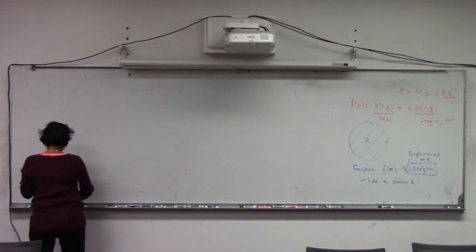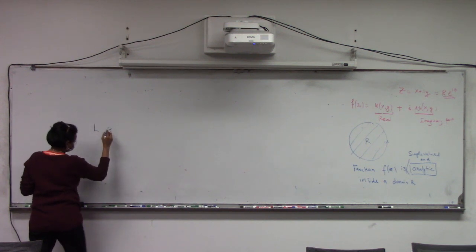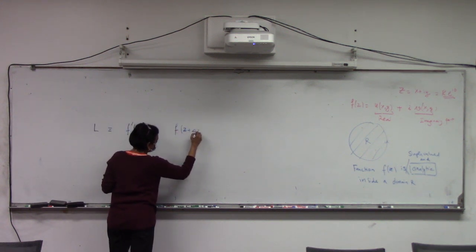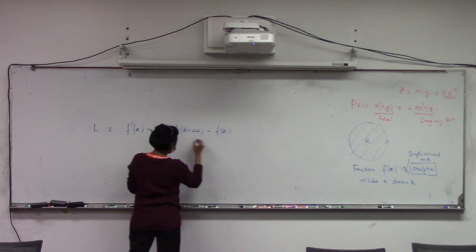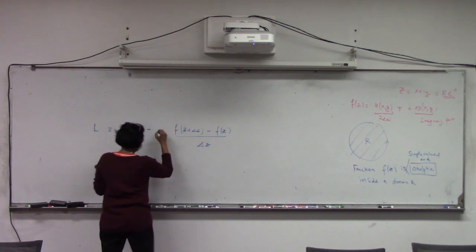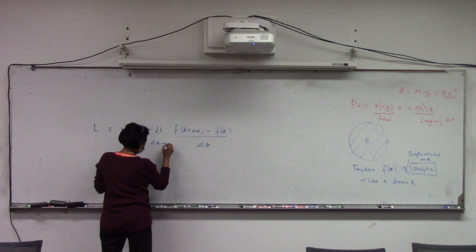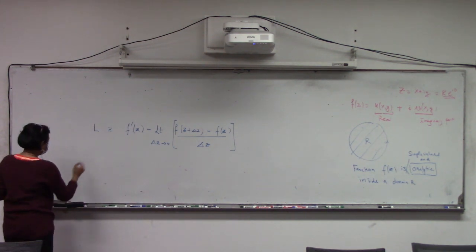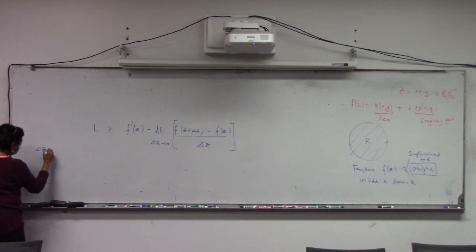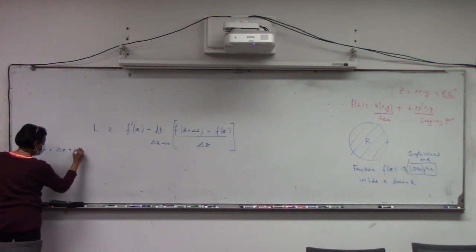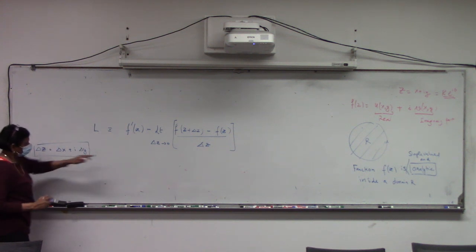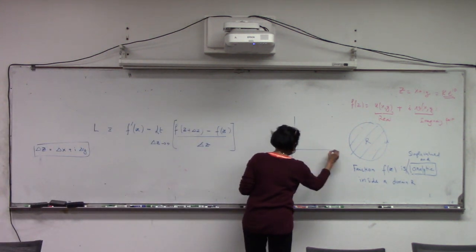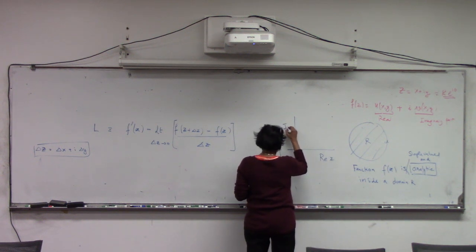This limit L is nothing but f prime z. We can write it for the real variable like this. This is the definition of the first derivative that we all know. The only difference now is delta z has a real part and an imaginary part, right? So this is my Argand diagram: real part of z, imaginary part of z.